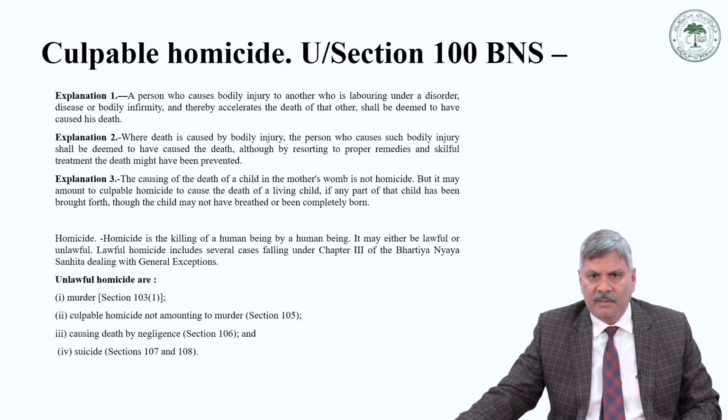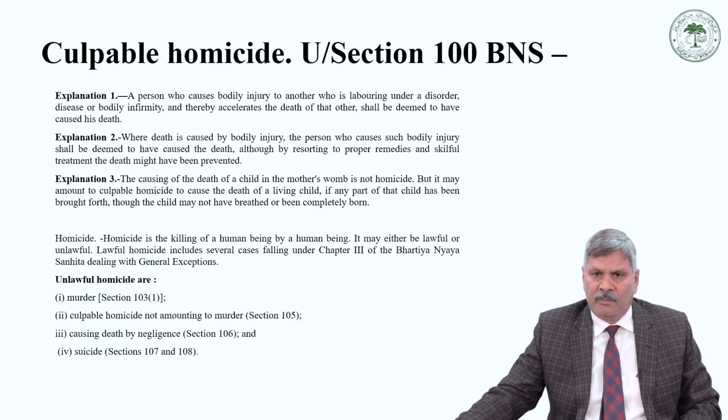It means that there must be a person in existence before there can be a case of culpable homicide. A child who is in the mother's womb is not considered to be a person for the purpose of culpable homicide or homicide, as the case may be. Homicide is the killing of a human being by another human being. It may either be lawful or unlawful.